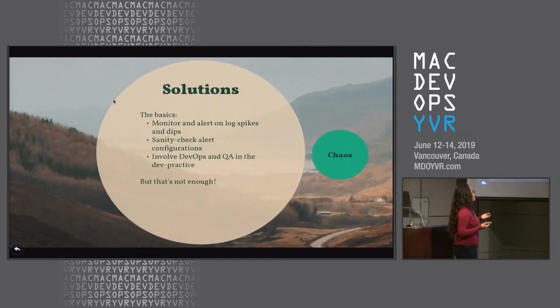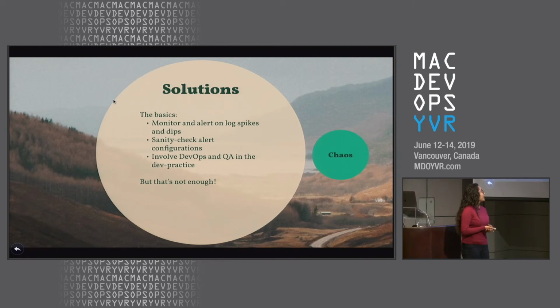So what can we do? There are some obvious things that we all can do. The most basic is monitoring. Set up monitoring for log dips and spikes and flat lines, particularly. Sanity check your alert configurations before pushing them to production. Make sure that the alerts for the flat lines themselves are working. Because what if the log flow isn't working and the alerts aren't working? Then again, you're not going to know about it.